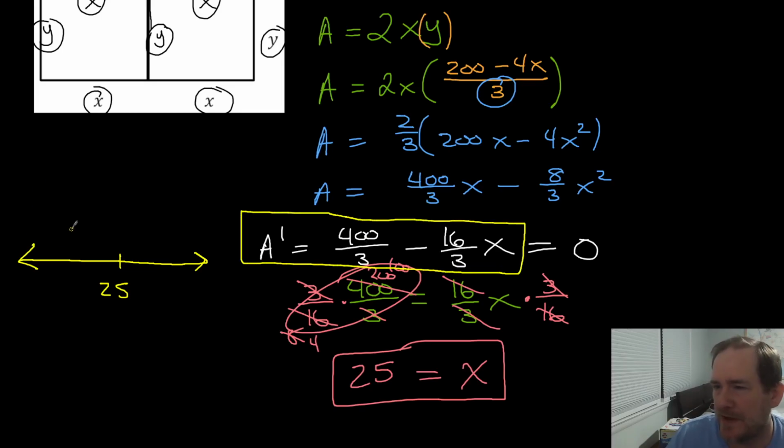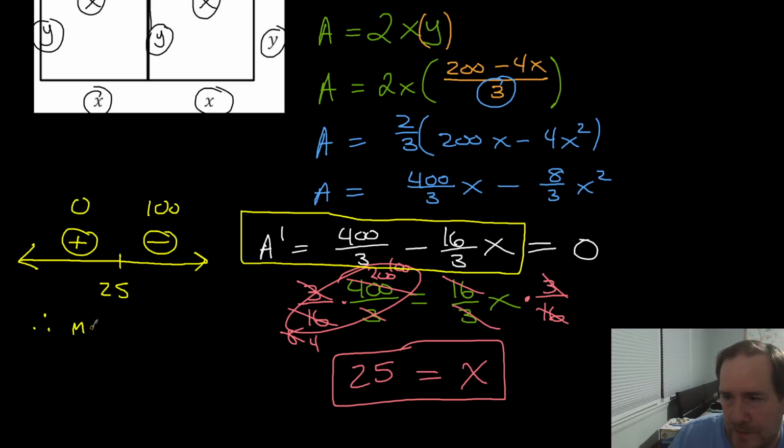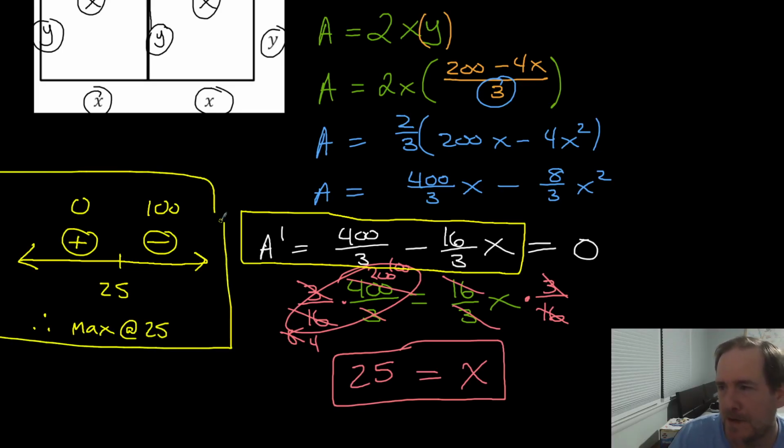And plugging in a number less than 25, let's do 0. Plugging in a number greater than 25, I don't know, 100. But plugging in 0 gives 400 thirds minus 0. That's a positive. Plugging in 100 gives 400 thirds minus 1600 thirds. That's a negative. So yes, therefore, max at 25. There, sign test done. So that means what? That means x is 25.